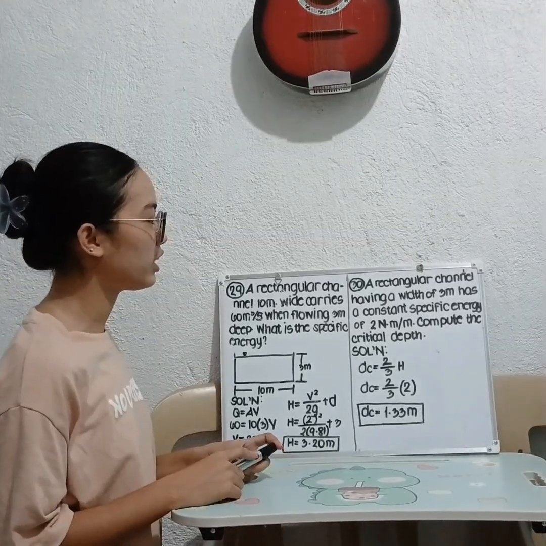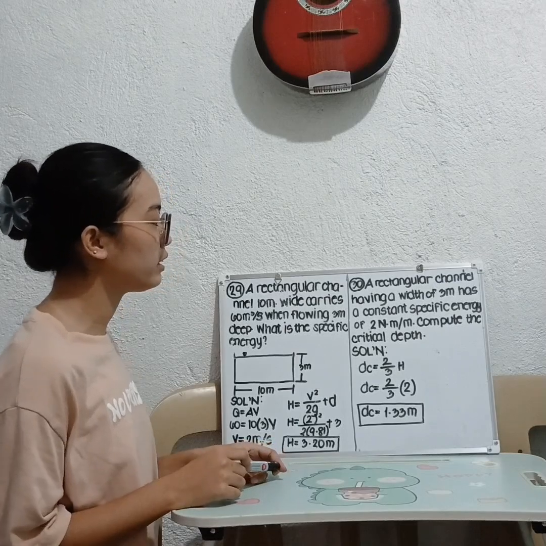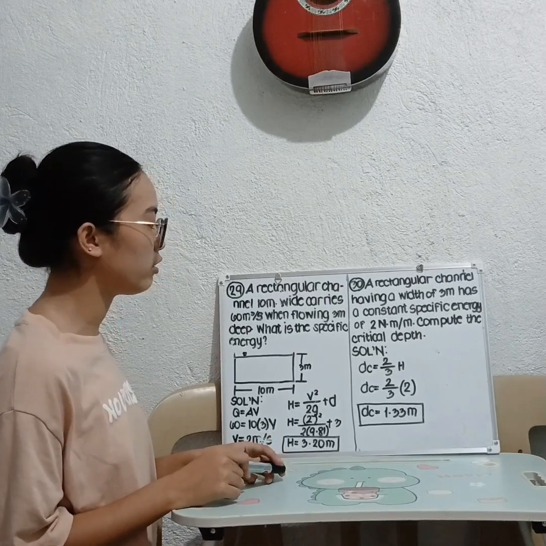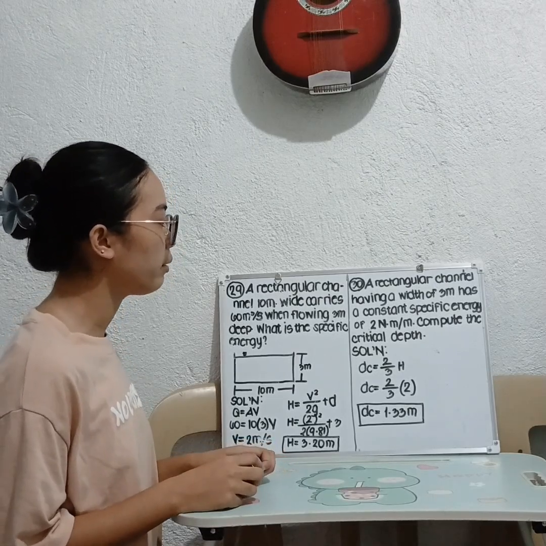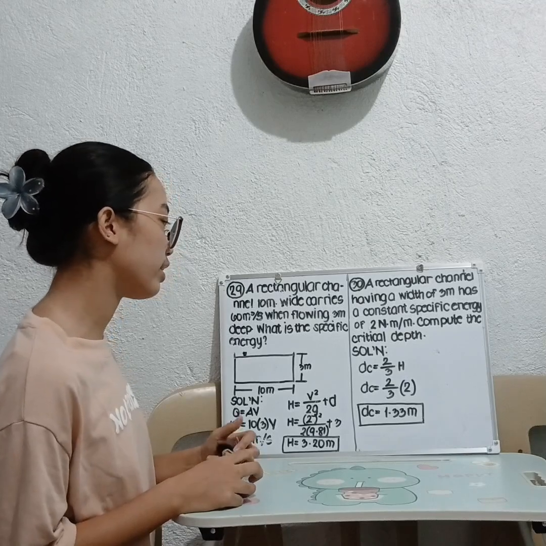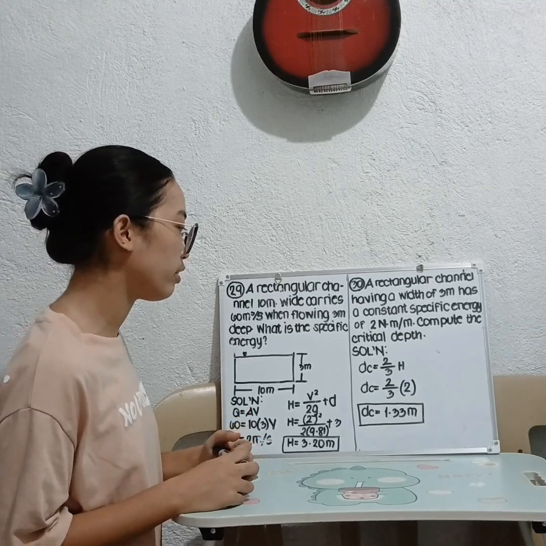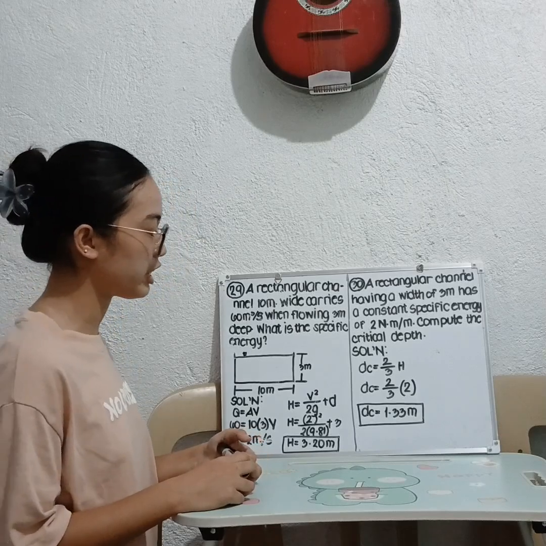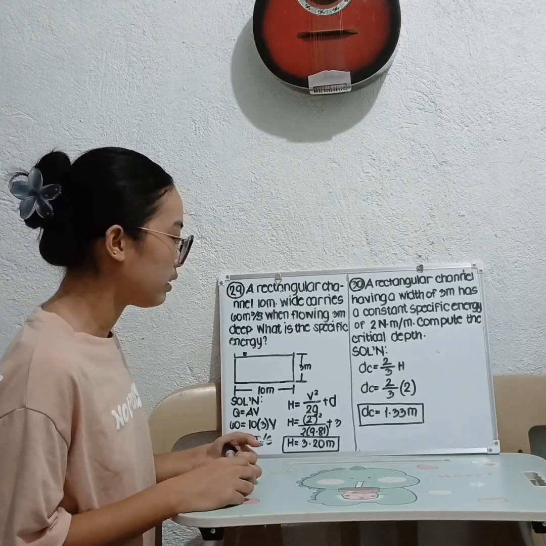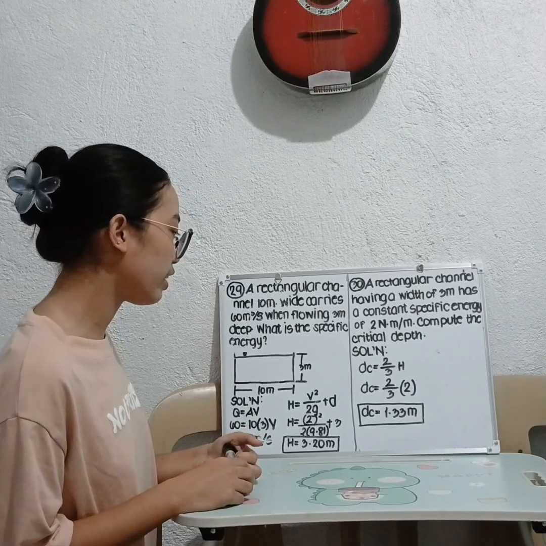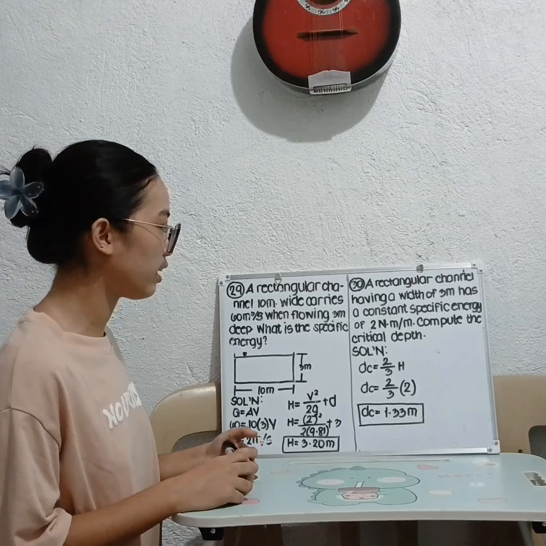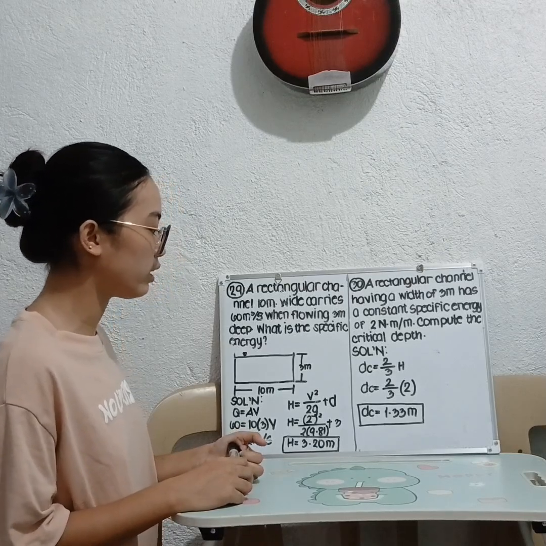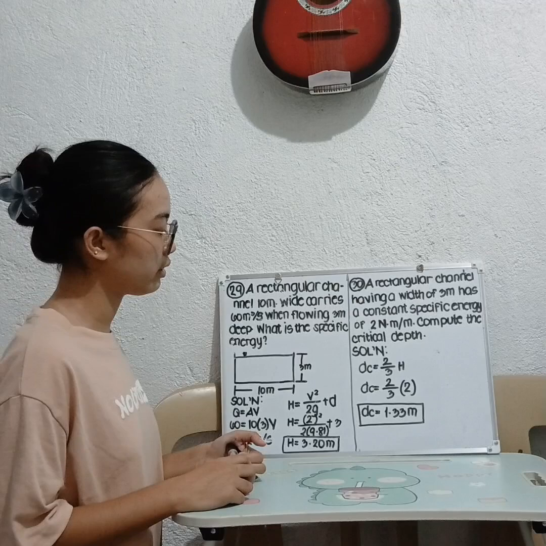A rectangular channel having a width of 3 meters has a constant specific energy of 2 Newton meter per meter. Compute the critical depth. So we use the formula of critical depth is equal to 2/3 times the specific energy. Then critical depth is equal to 2/3 times the specific energy of 2 is equal to 1.33 meters.